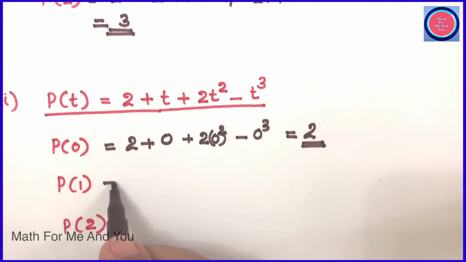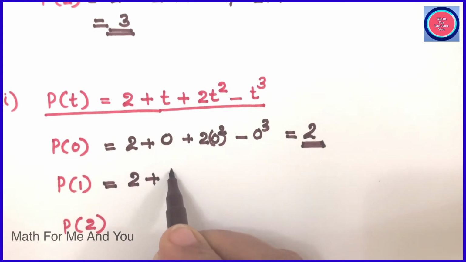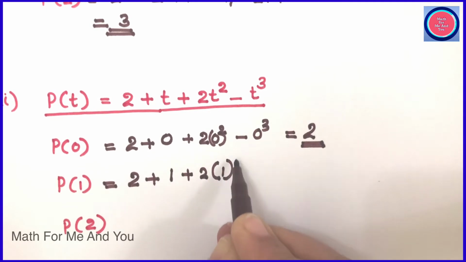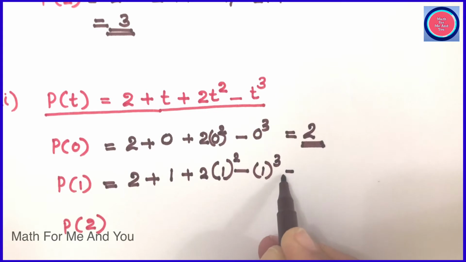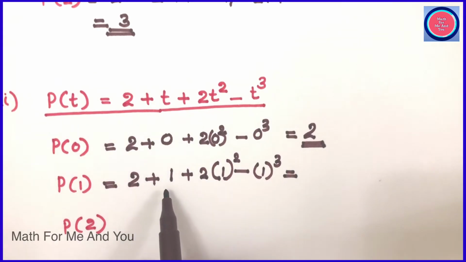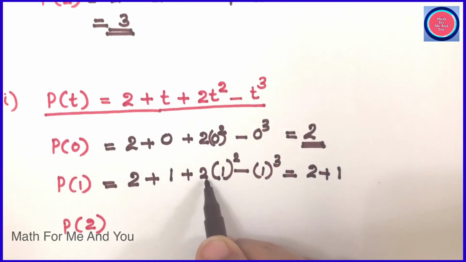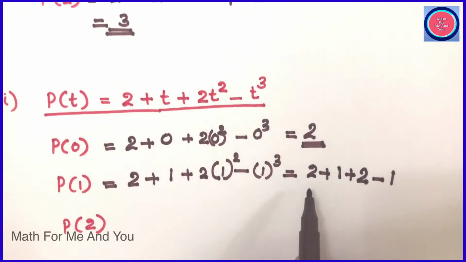Next is p of 1. How to find the value? Change t with the number 1. 2 plus 1 plus 2 times 1 square minus 1 to the power 3. That is equal to 2 plus 1 plus 2 times 1 square, which is 2. Then minus 1 power 3 is minus 1. So 2 plus 1 plus 2 minus 1. 1 and minus 1 cancel. After that 2 plus 2 is 4.